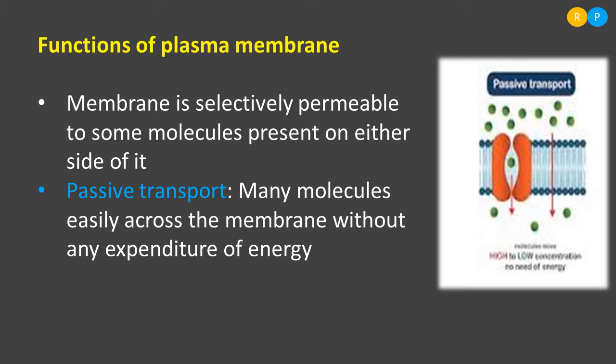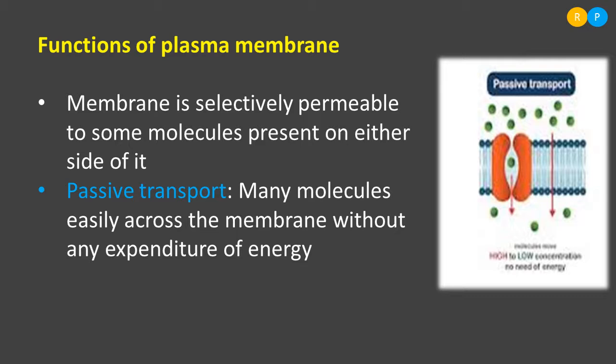Here you can see outside more molecules are there. So from the outer region, the movement of molecules takes place towards the cytoplasmic region. This kind of transport is called passive transport. Understood? So this is one kind of transport. Plasma membrane facilitates passive transport.